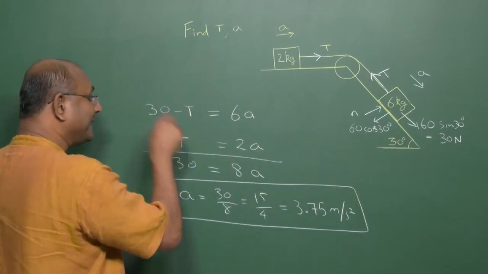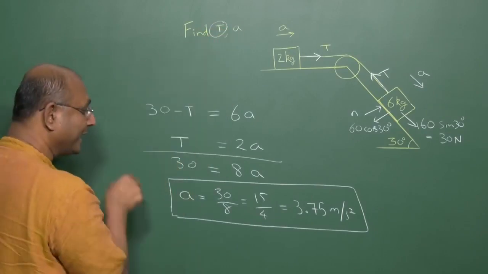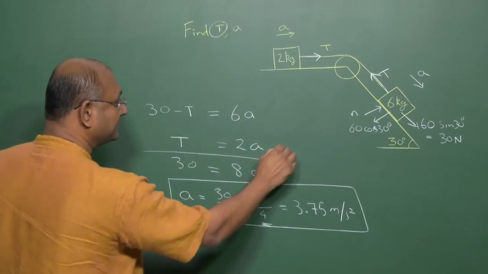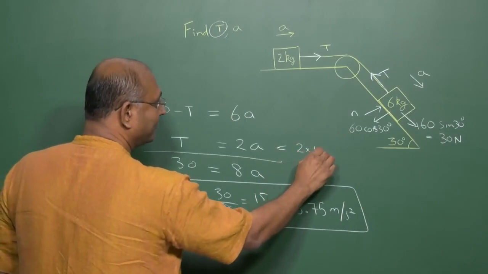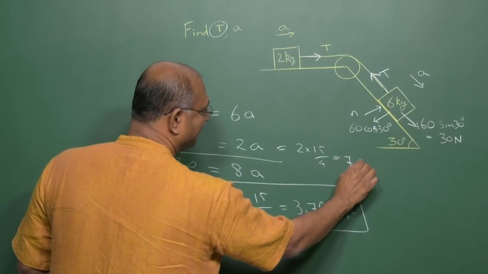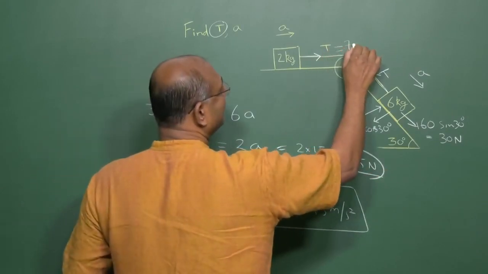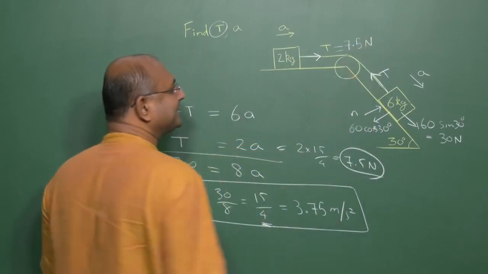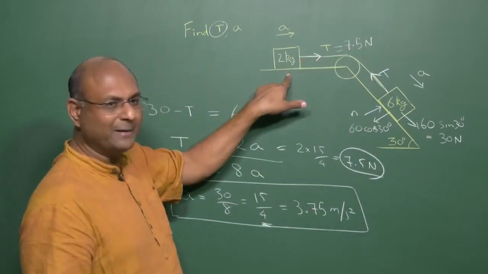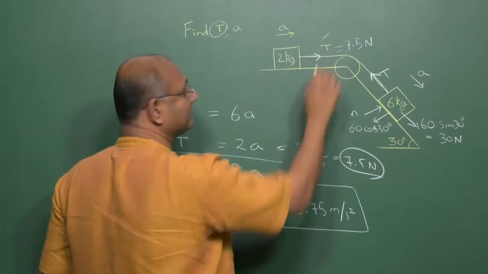Now, but I want to find T, no? T is the second part of the question. We found A, but you know this is A, substitute 2 into 15 by 4. How much is that? 15 by 2, 7.5 newtons. So this is 7.5 newtons. Does it make sense? 7.5 divided by 2 is 3.75. So that is correct. So this is correct.